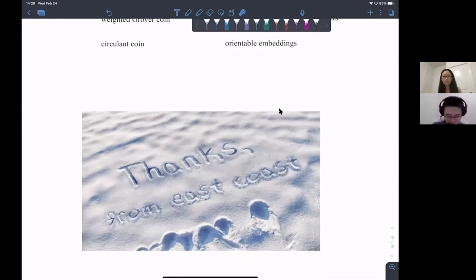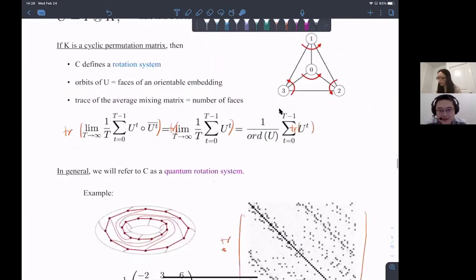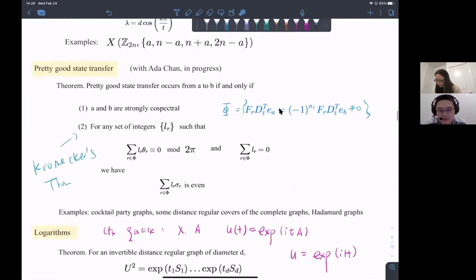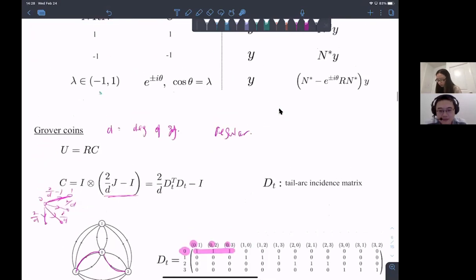Okay, I have a quick question. So you said that the real part of the eigenvalue of U can be determined by the eigenvalues of an adjacency matrix, right? Yes. How about the complex part, the imaginary part? Okay, so that result holds for, let me go back, the Grover coin only.